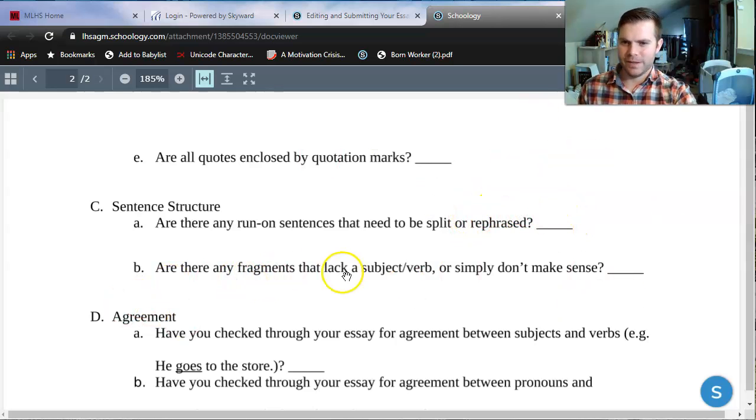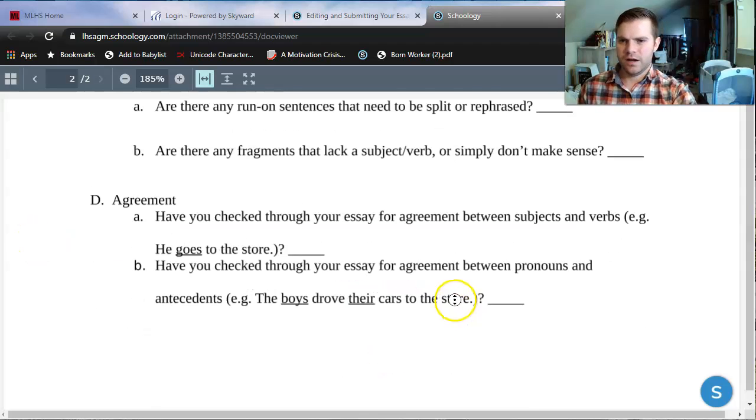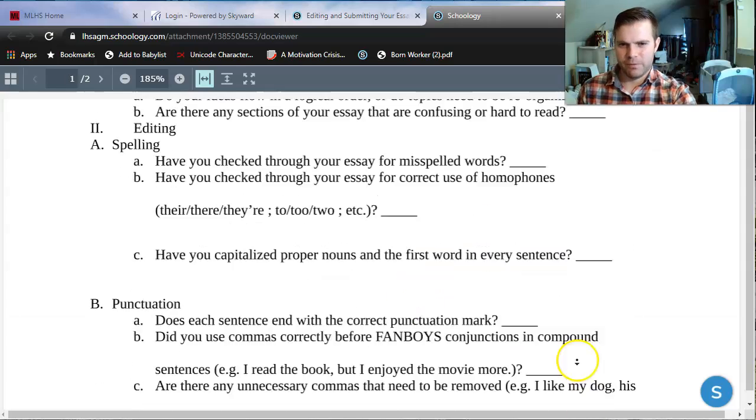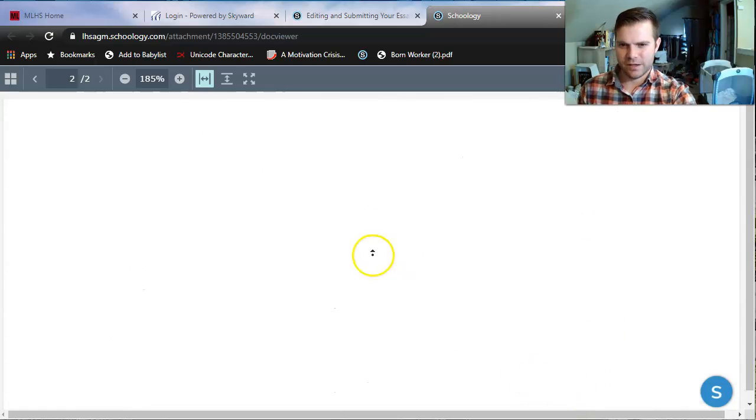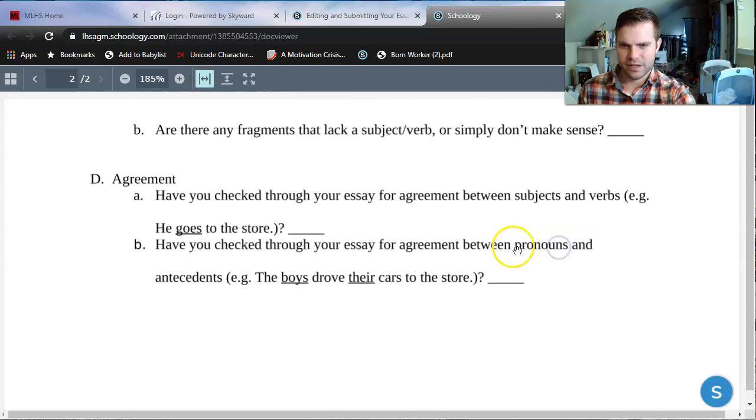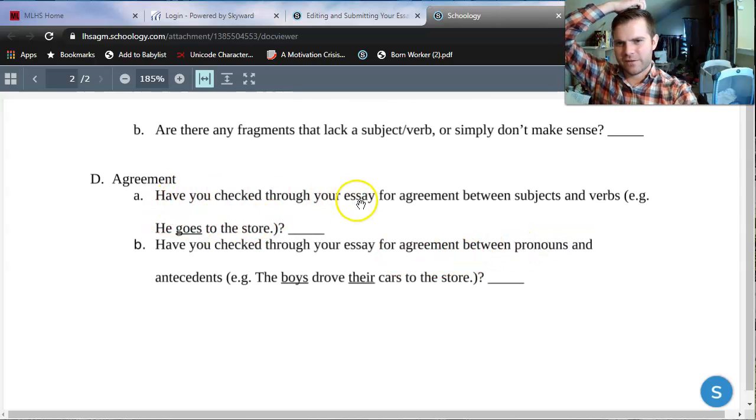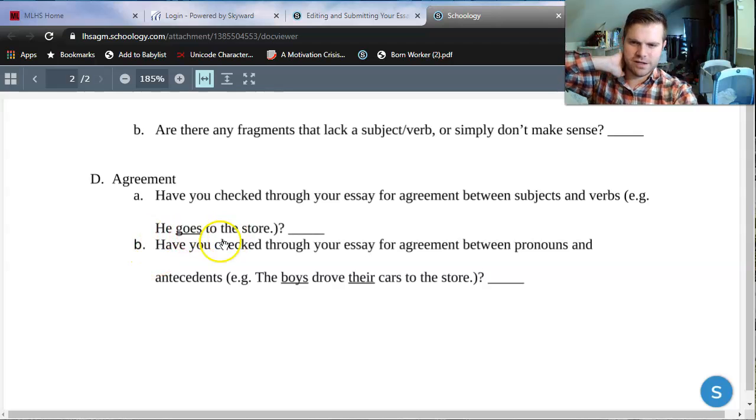Are there any fragments that lack a subject or a verb or simply don't make sense? So if you're reading out loud and you hear a sentence that doesn't feel complete, check to see if it's missing a subject or a verb. Agreement is the last category that I'm going to put on your plate for today. And again, we're going to cover agreement big time later on in the semester. Have you checked through your essay for agreement between subjects and verbs? So he goes to the store instead of he go to the store.